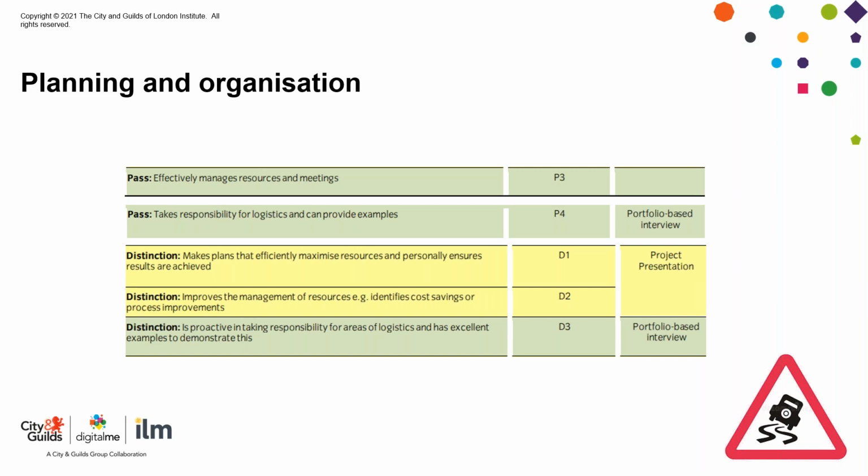examples such as arranging travel, accommodation, stock control, planning events. At distinction level, of course, we're looking for responsibilities with suitable breadth and depth. Again, the word proactive is key, but the apprentice needs to be able to give excellent examples.